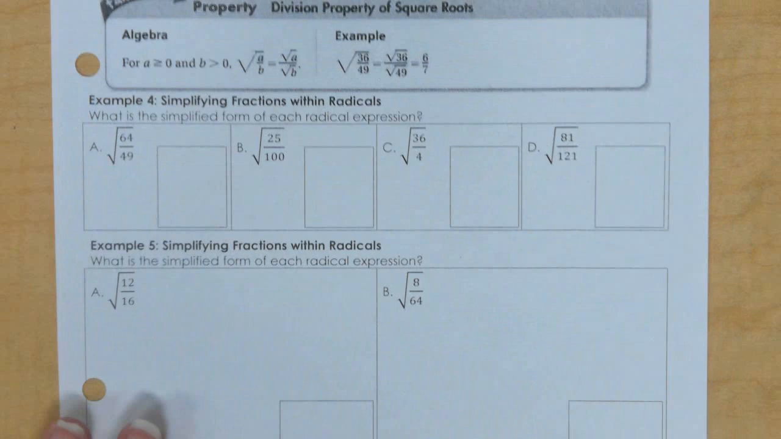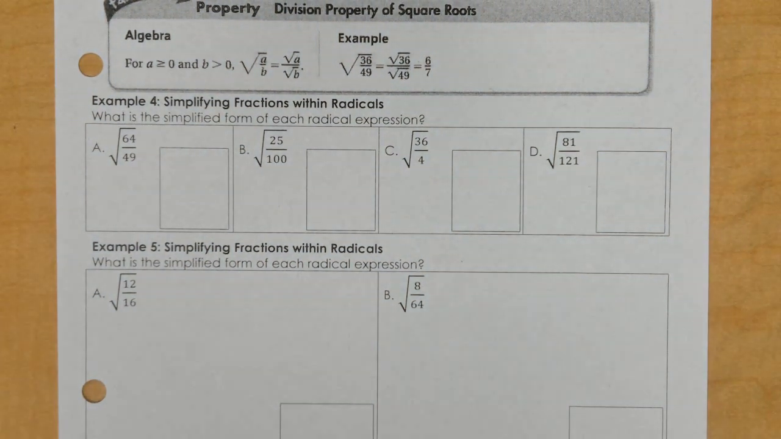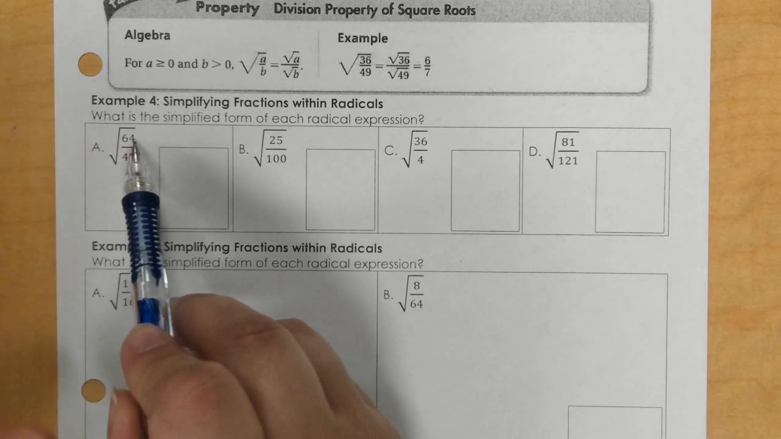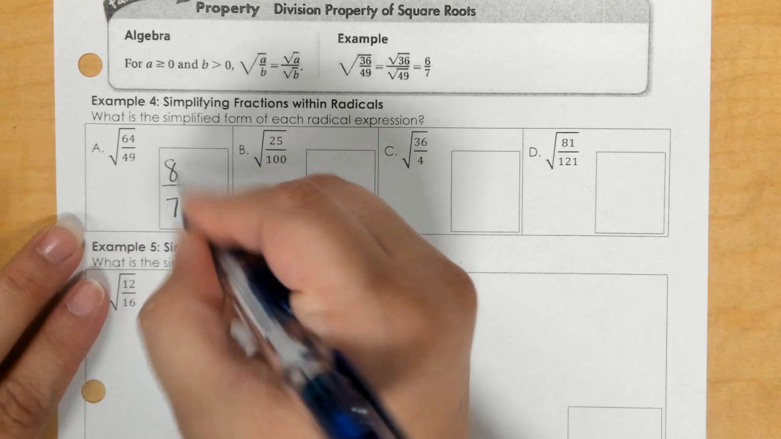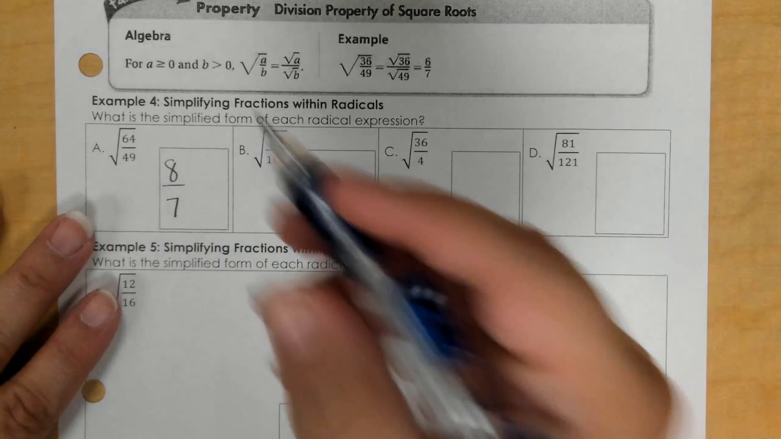Example 4. These are just fraction problems, but these are kind of nice, this first part here for example 4, A through D, because they're all perfect squares. But you want to reduce if you can. So the square root of 64 is 8, and the square root of 49 is 7. Well, 8 sevenths can't reduce, so I'm just going to leave it.